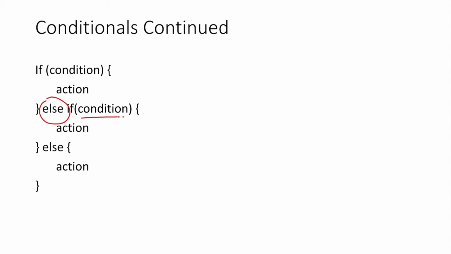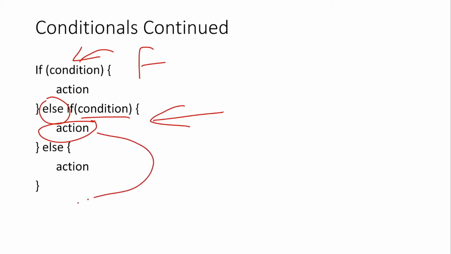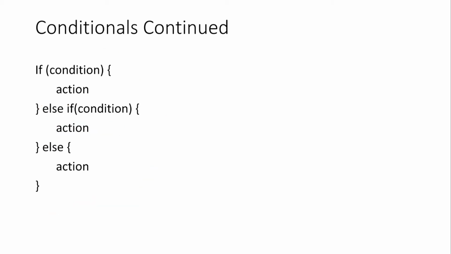Now let's look at the else if. Again, this has a condition, and it goes through an action if that is true. Note that it will only come to this if the if is false, right? Otherwise, it's just going to skip over everything. And in this case, if the else if is true, it's going to skip over the else and continue with the program.